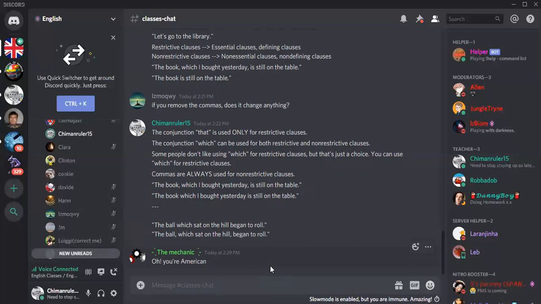Yes, exactly. That's exactly it. You got it. Because in the first sentence, it implies that there's more than one ball, and you want to specify that you're talking about a ball that sat on the hill. But in the second sentence, that the ball sat on the hill is just extra information. It doesn't actually change anything. So we're only talking about one ball.